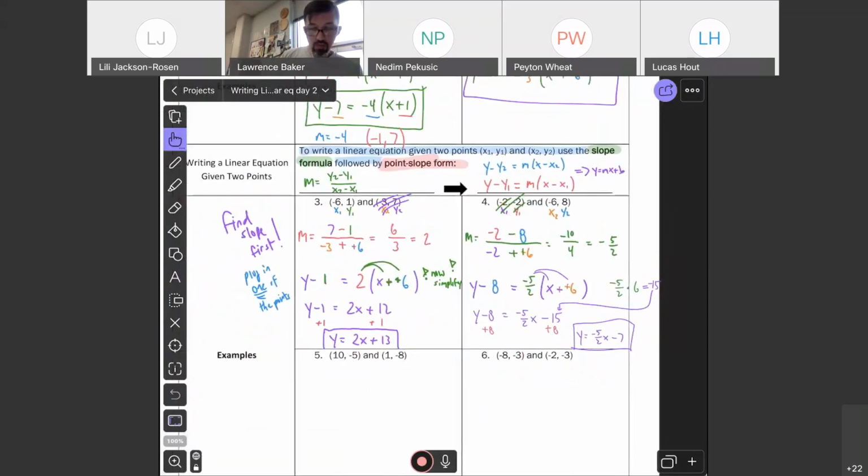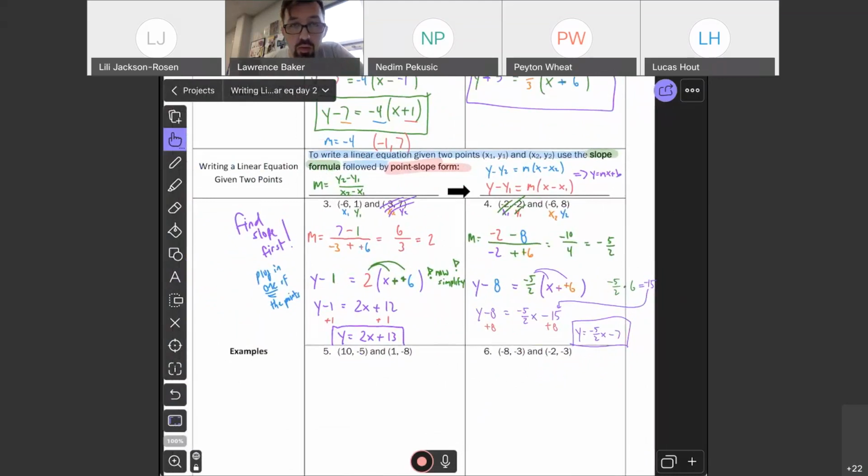When I post the notes, I will do the other two, but they're no different than what we've done. It's just more examples of the same thing.